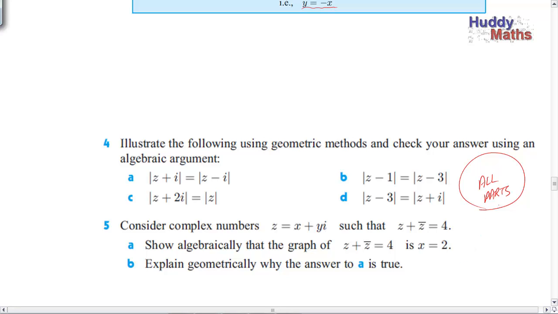Okay, and then here, same thing, show algebraically that, and then explain geometrically why the answer to A is true. So it's an interesting one. What's the geometry? Okay, you need to be aware of that. All right, have a go. I'll pause the presentation. I'll go down now and show you the answers.